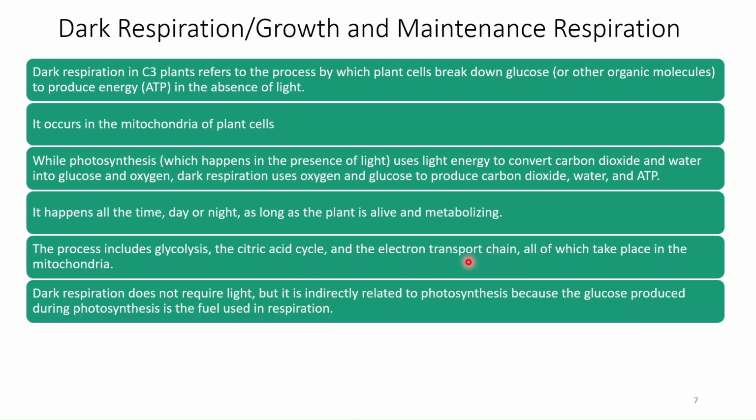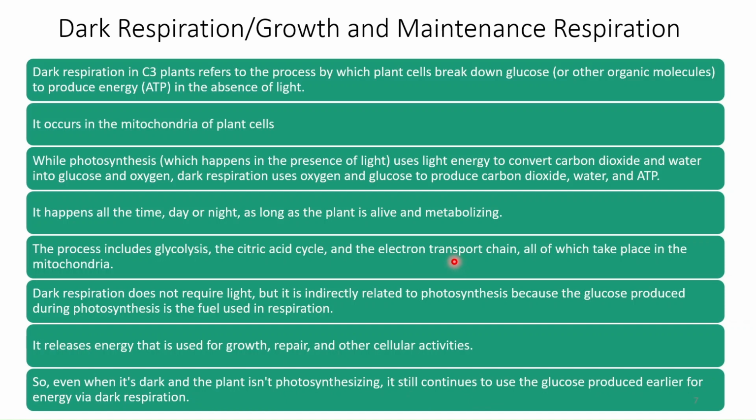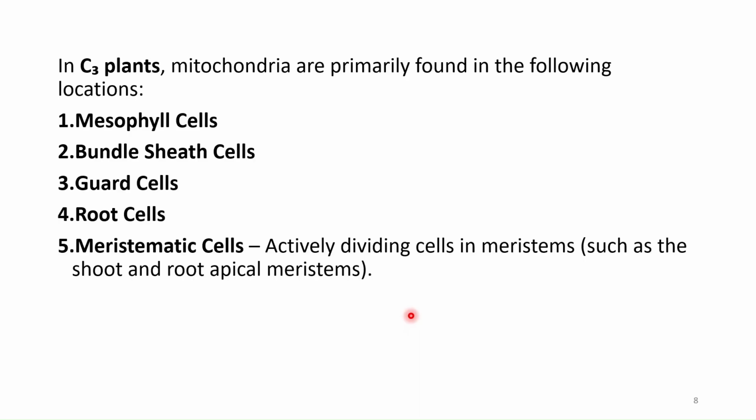growth and maintenance respiration. Dark respiration again does not require light, but it is indirectly related to photosynthesis because it is the glucose produced during photosynthesis that is used up during respiration. So it is like the fuel for respiration, and it releases the energy that will be used for growth, for repair of the plant cells, and other cellular activities. So even when it's dark and plants aren't photosynthesizing, it still continues to use the glucose produced during photosynthesis via dark respiration.